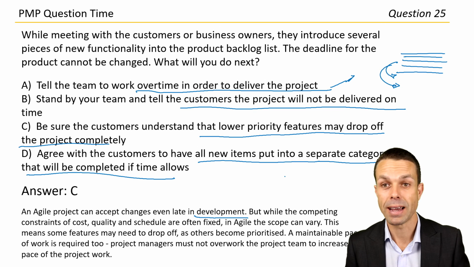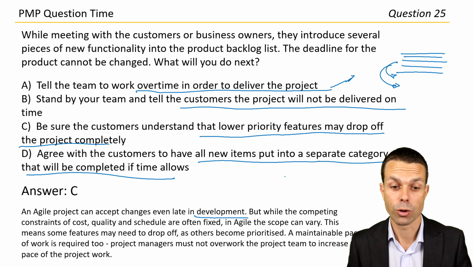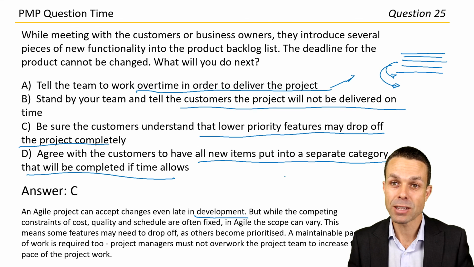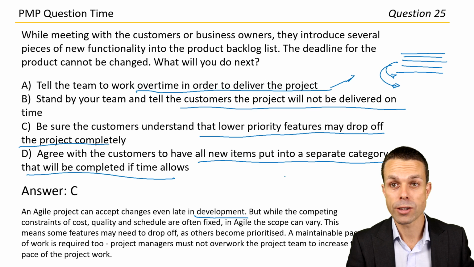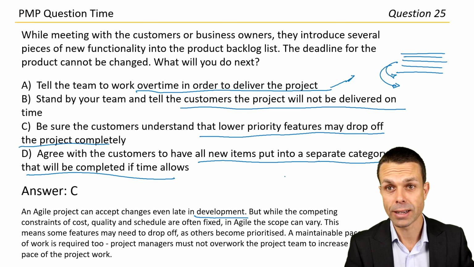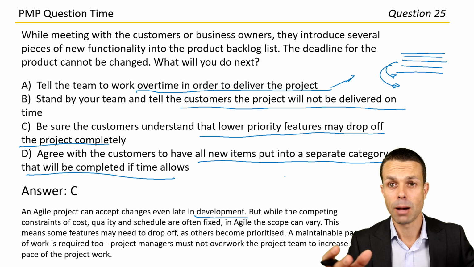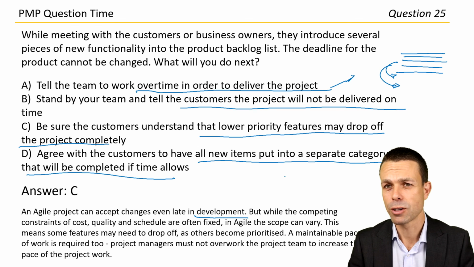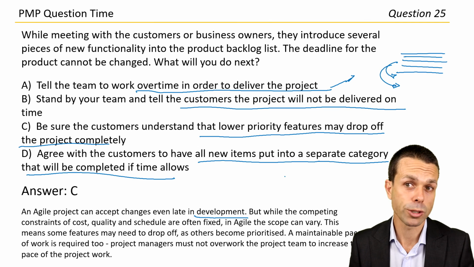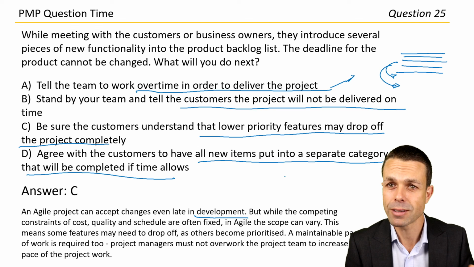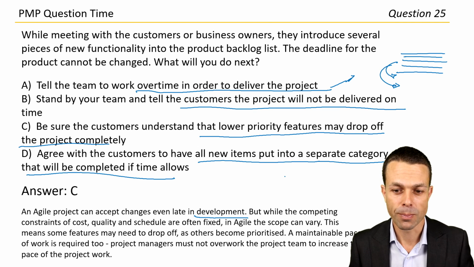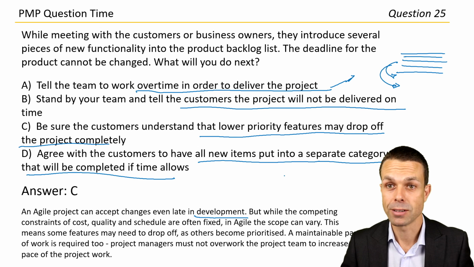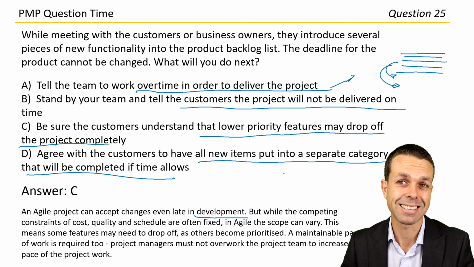A maintainable pace is required as well, so project managers must not overwork the team, because what happens then? The team gets burnt out and then people quit or leave or stop working, or get disengaged in their work, and so then the product quality drops off. So having a sustainable pace is also extremely important, and it's a part of this answer. So that's really, really good. And so we must not overwork the project team to increase the project pace of work. So really, really good, and a really key lesson in Agile.